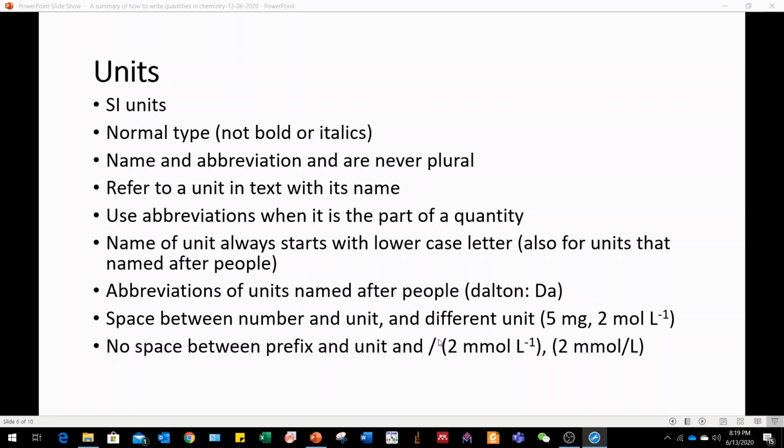However, whenever you are expressing your units as a division, then there shouldn't be any space on either side of this sign.